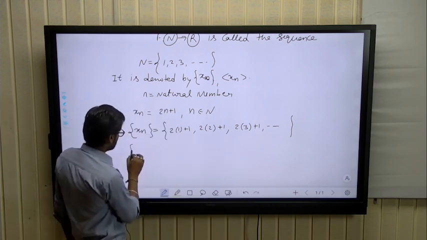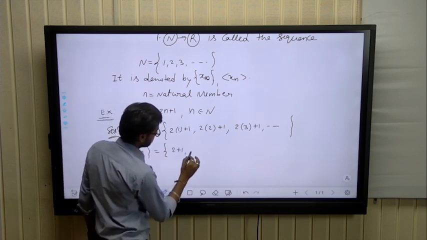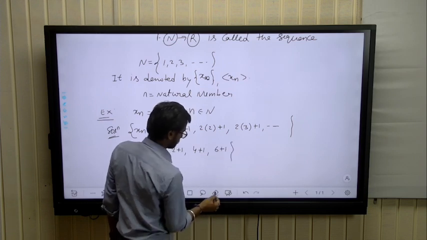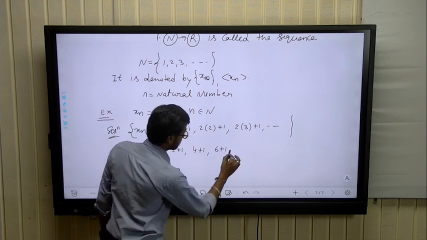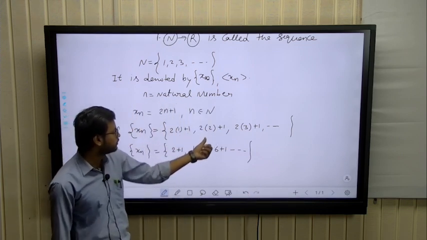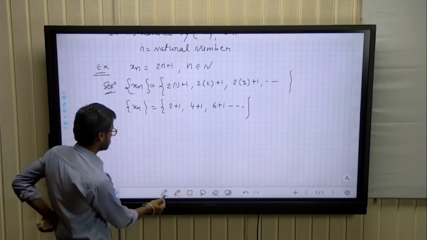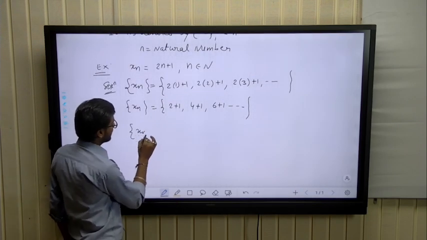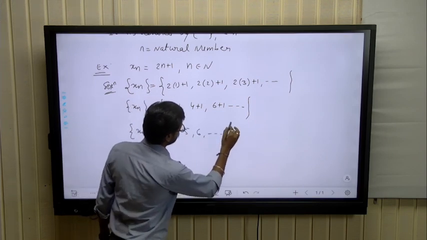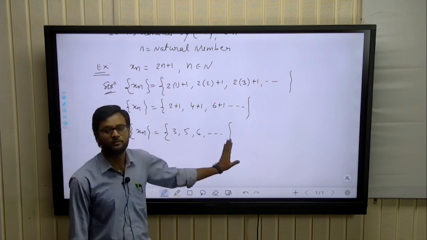So what do the terms become? 2 plus 1, 4 plus 1, 6 plus 1 and so on, because 2 into 1 is 2, 2 into 2 is 4, and 2 into 3 is 6. Now xn is equal to 3, 5, 7 and so on. So these are the terms of a sequence.